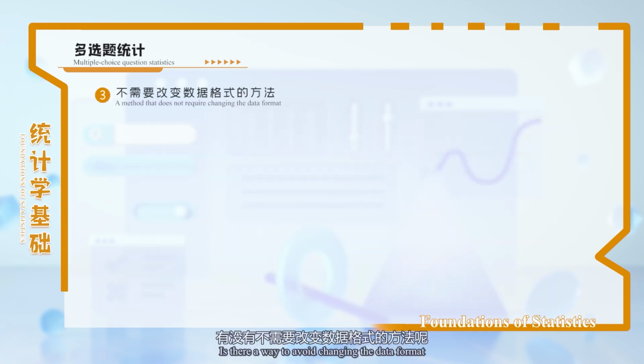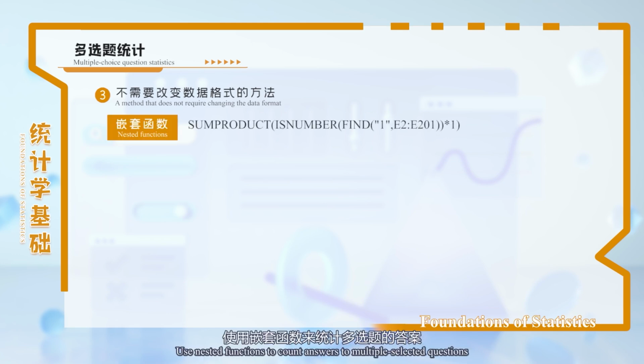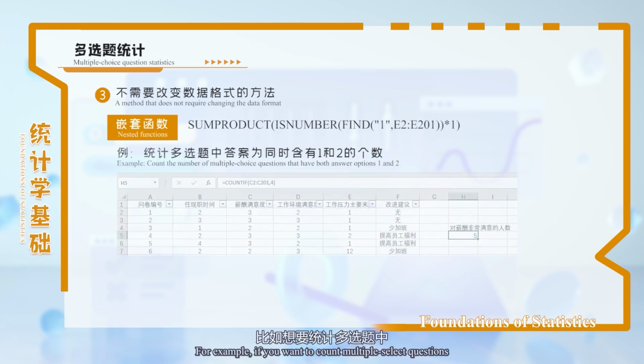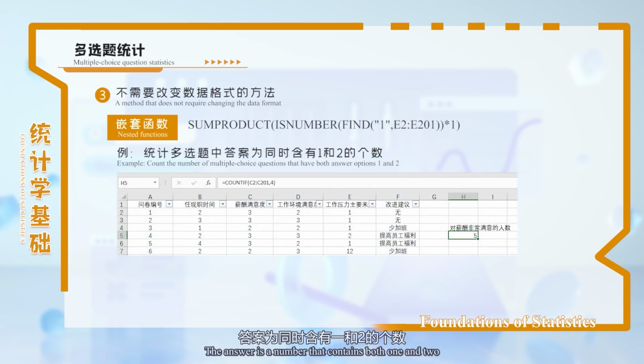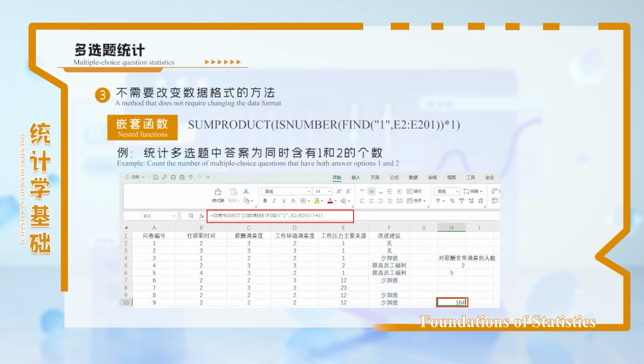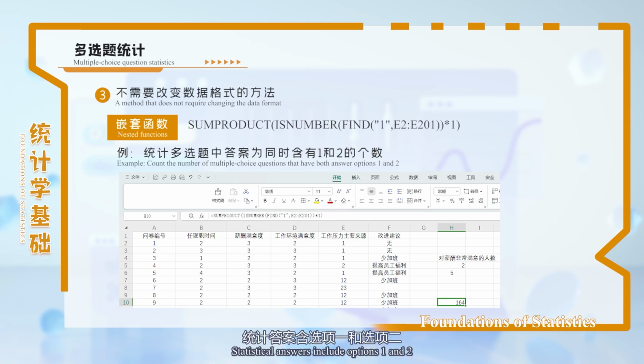So, is there a way to avoid changing the data format? If you don't want to change the data format, we can modify the function. Use nested functions to count answers to multiple select questions. For example, if you want to count the answers that contain both 1 and 2, in blank cell H10, use nested functions to count answers within the range of E2 to E201 that include options 1 and 2. The number of such combinations is 164. This is the same as the previous method. The statistical results are the same.